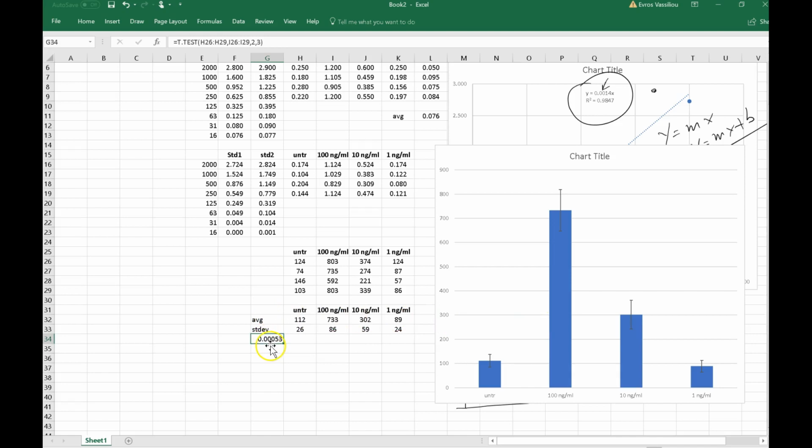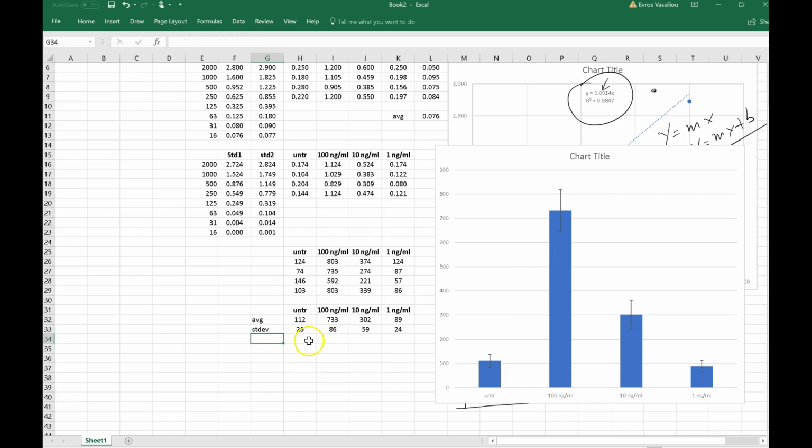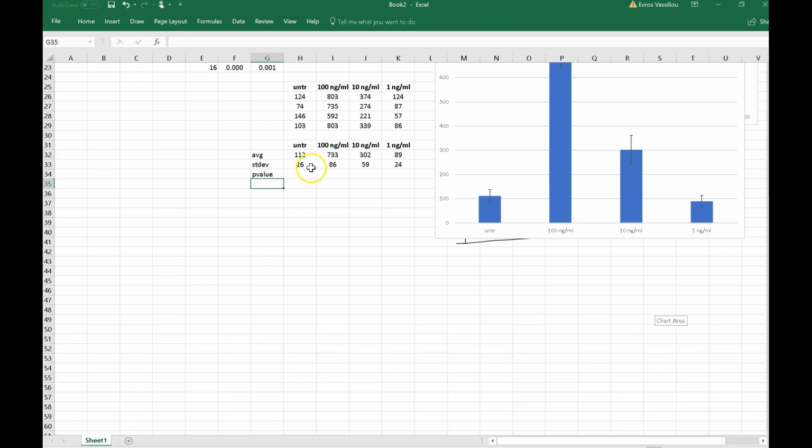Okay, and it gave me a value of 0.0053. So let me just delete it and I will repeat it so you see what I did. So I want my p-value, I'm going to type here p-value so I know what it is. And this is where I want to get the actual p-value. So I'm going to press the function key.